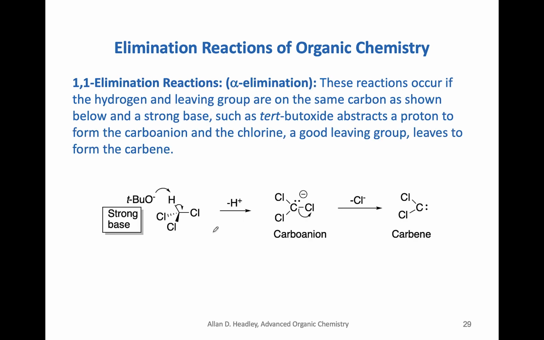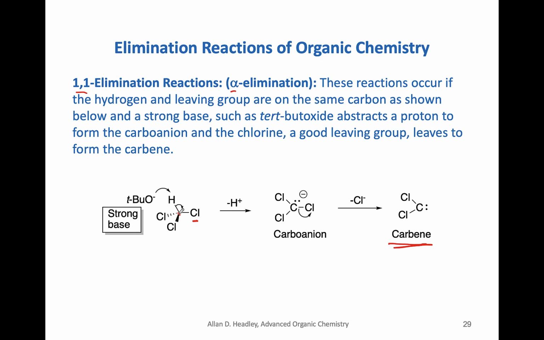Lastly, let's look at an elimination that we did before. And this is the 1,1 elimination, where the leaving group and the hydrogen are on the same carbon, the alpha carbon, or the 1,1 elimination. We saw this when we looked at the generation of the intermediate carbenes. So again, just a review. Here is a carbon that has a good leaving group, and it has an acidic hydrogen. Why is that hydrogen acidic?